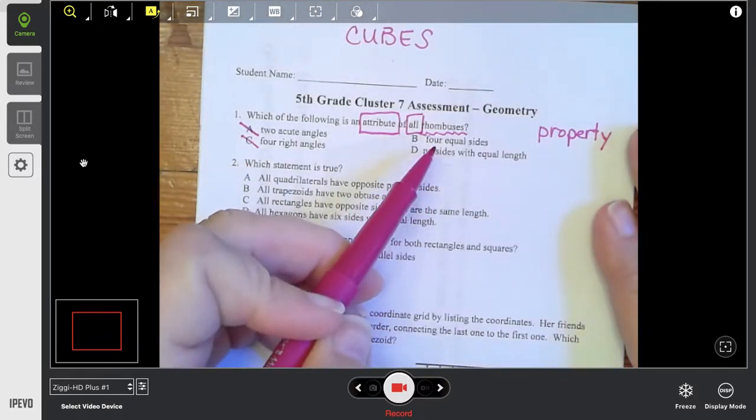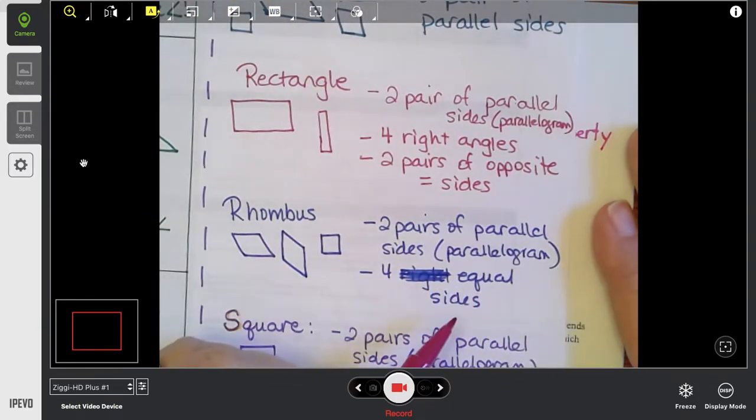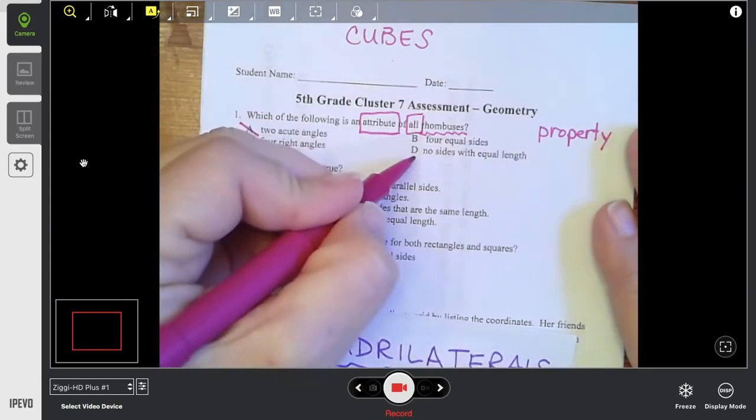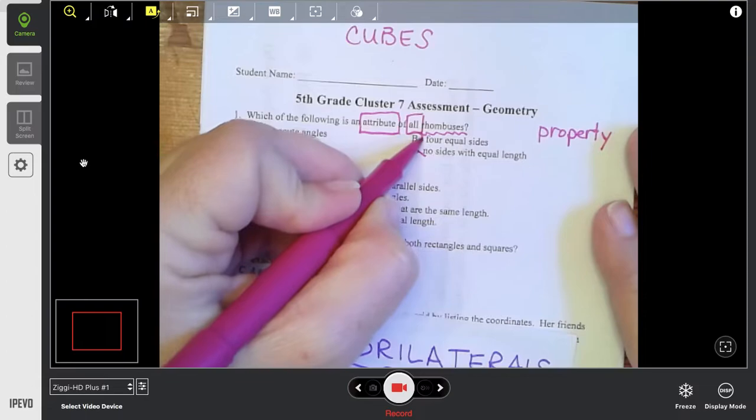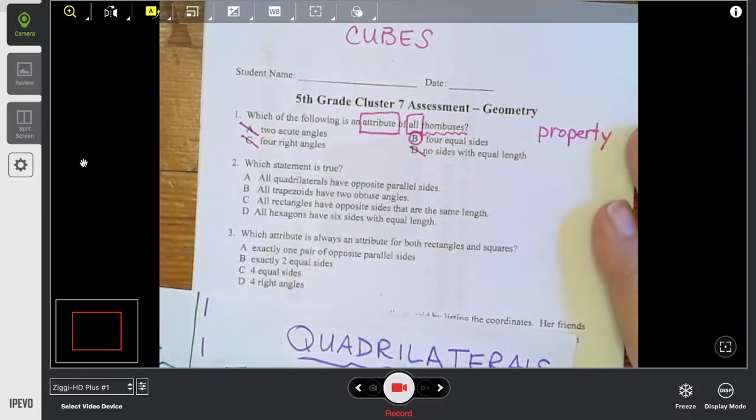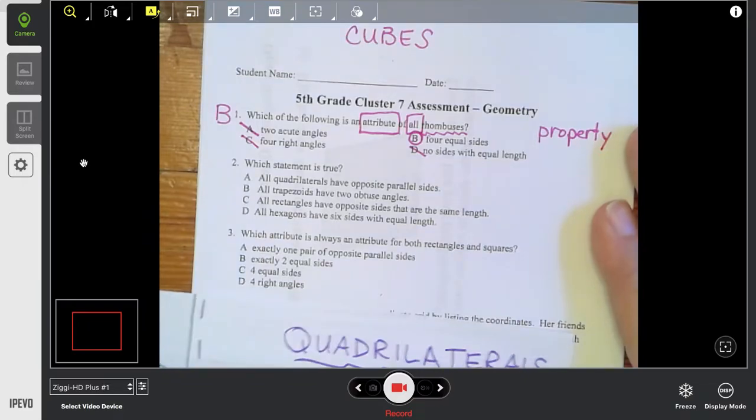It has to have 4 equal sides. Well, that was the first property we talked about. It has to have 4 equal sides. So yes, let's just make sure the other ones. No sides with equal length. Can't be that. So B is the correct answer. Has to have 4 equal sides. B. All right, let's look at number 2.